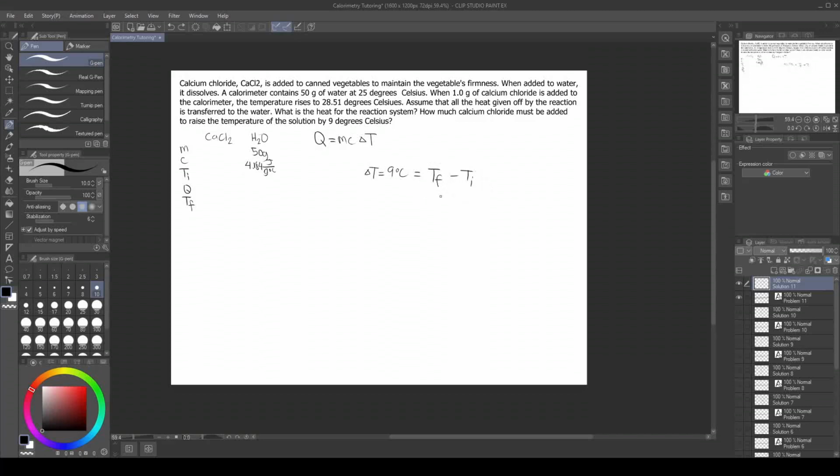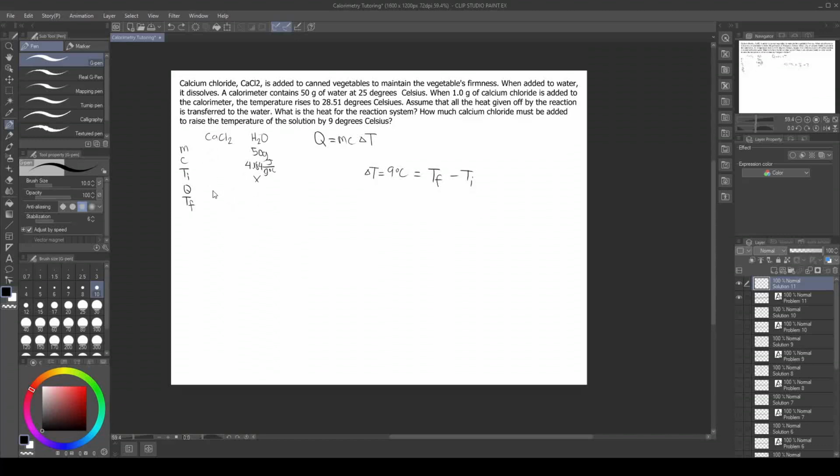So really, we're kind of blind here. We don't actually know the value of the initial temperature, and we also don't know the value of the final temperature. What's even worse is we also don't know the value for the heat of the system. We also don't have any information at all for calcium chloride. So how do we get anywhere with this? How do we find anything?